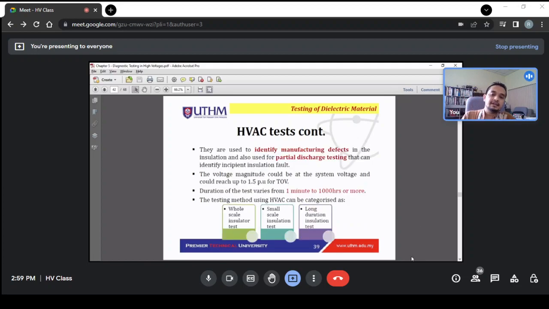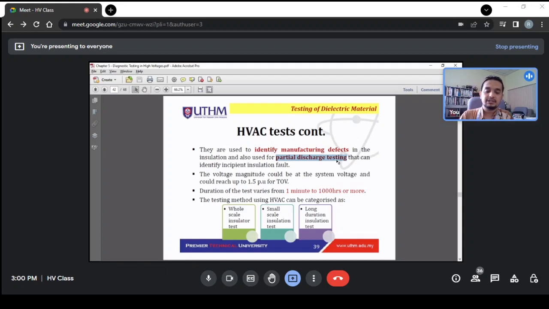Okay, for HVAC, we have three types of tests. We have the whole scale test, we have a small scale test, and we have a long duration test. Mainly HVAC is used to identify manufacturing defects. And also we need to evaluate the partial discharge activities within the materials. So that's why we need to perform a partial discharge test to see whether the condition of the insulator is good or bad.